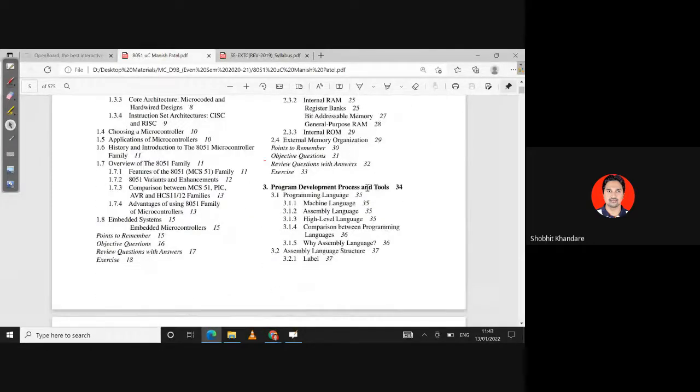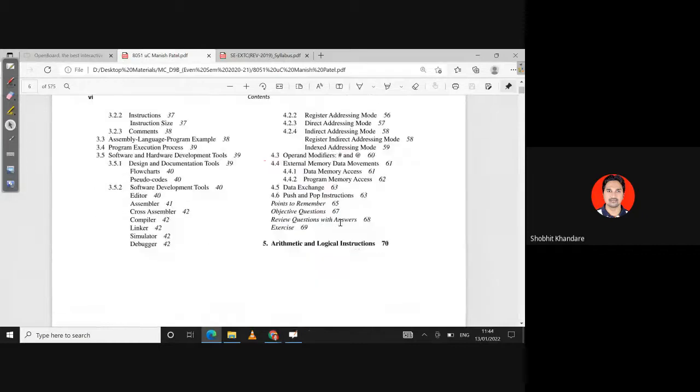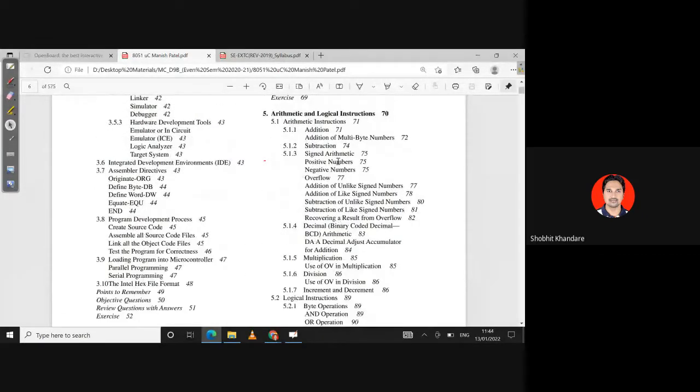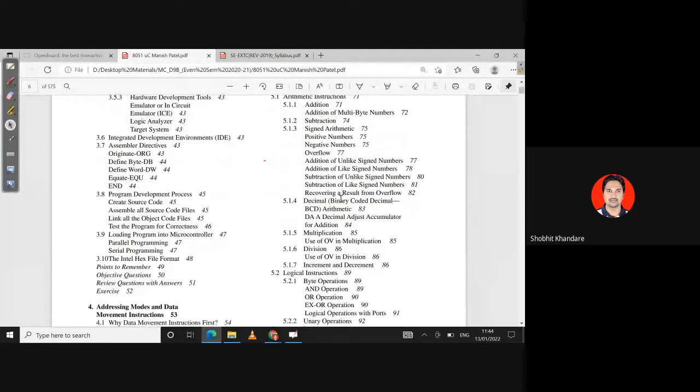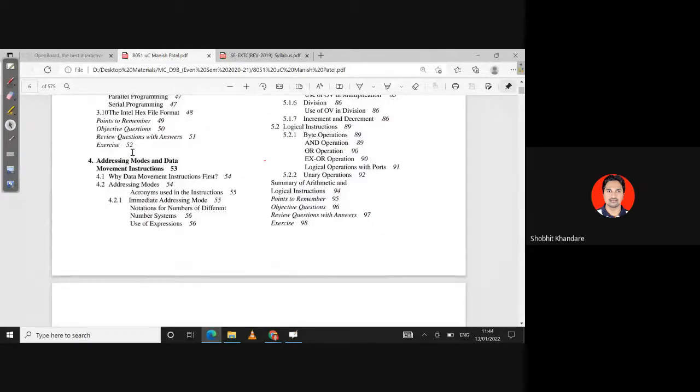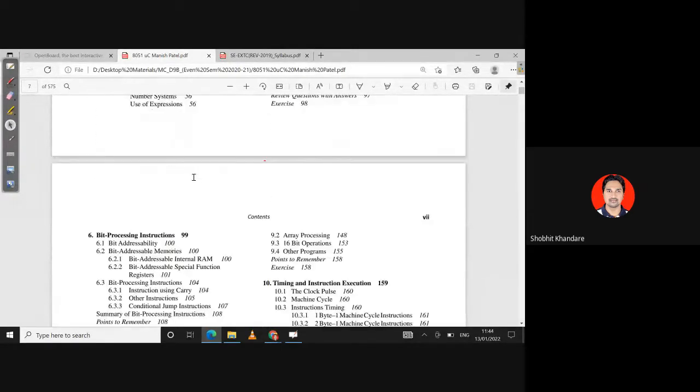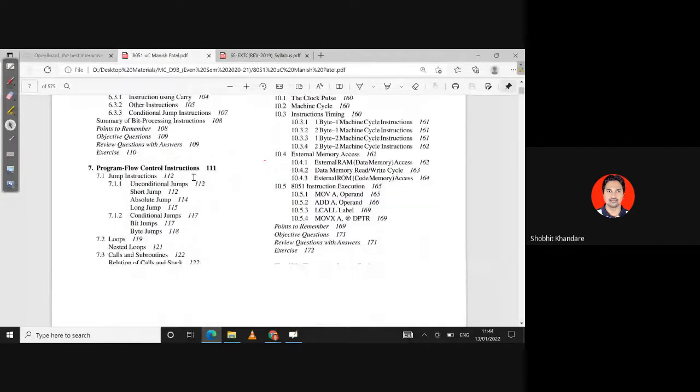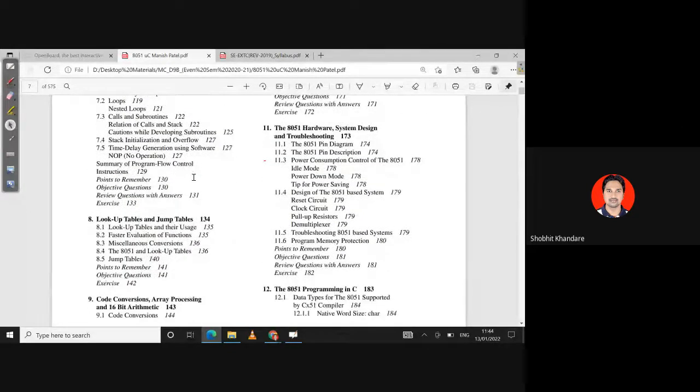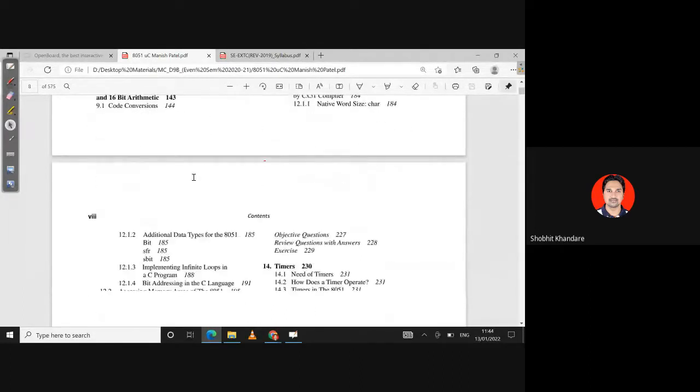Program development, process and tools. So everything is there. Arithmetic and logical instructions, if we want to perform something, that is also there. Addressing modes and data instructions. So this book will give you the understanding of your 8051, and the comparative study of microprocessor, microcomputer and microcontroller. Everything is covered in this.